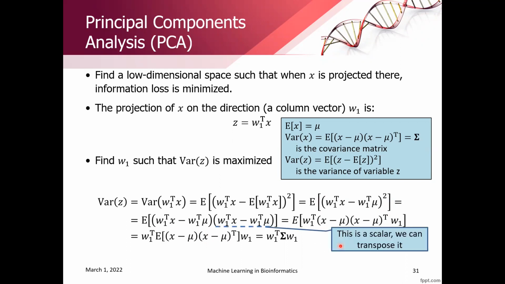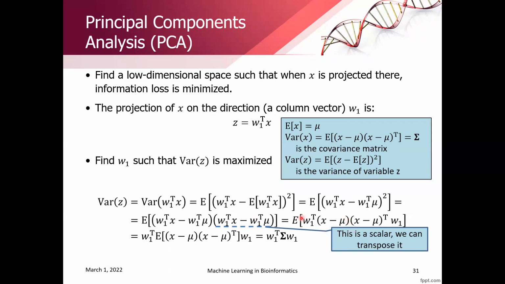And if we use the transposition, this parenthesis can be transposed, because it's just one real number. Transposing a real number doesn't change it. Okay, so from the first parenthesis, we can pick W sub 1 transposed in front of a parenthesis. So we have W sub 1 transposed times x minus mu.